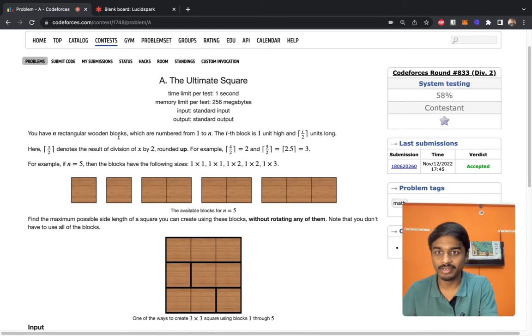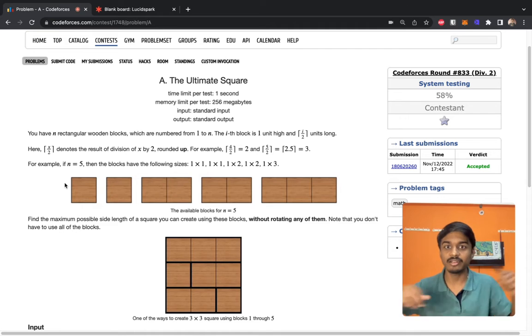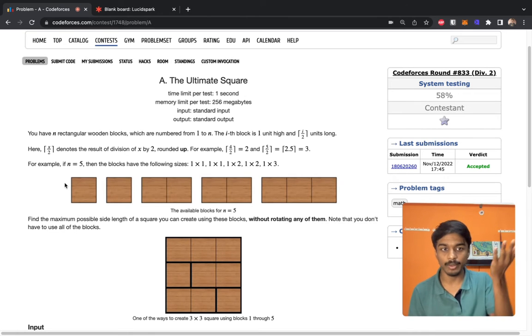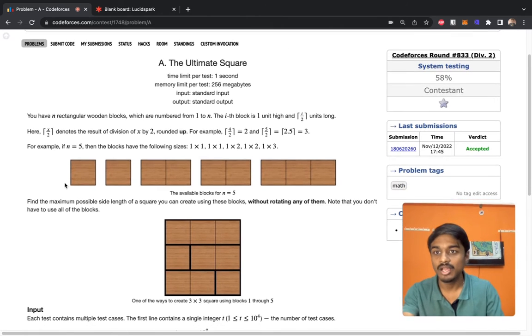So we have n rectangular wooden blocks which are numbered from 1 to n. The ith block is 1 unit high and ceil of i/2 units long. Okay, so they'll give you a number called n and there will be 1 to n boxes that are stacked, and they are also telling that the height of the box is 1 unit and the length of the box is ceil(i/2). i is the index, and ceil of i/2 means you have to round off to the next number, that is ceil.